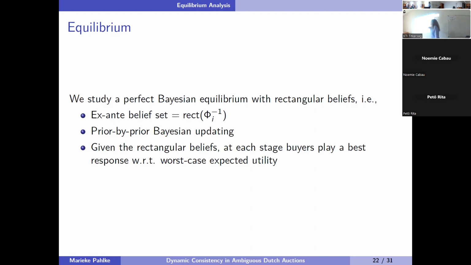So we have the prior-by-prior Bayesian updating. That's just Bayesian updating for ambiguous settings. And then at each stage we are maximizing. So basically we are looking for the best outcome in each stage, given this rectangularity. And due to the rectangularity, the ex-ante optimum will be the same as the interim optimum, so we have consistent behavior. Okay, so that's the equilibrium.